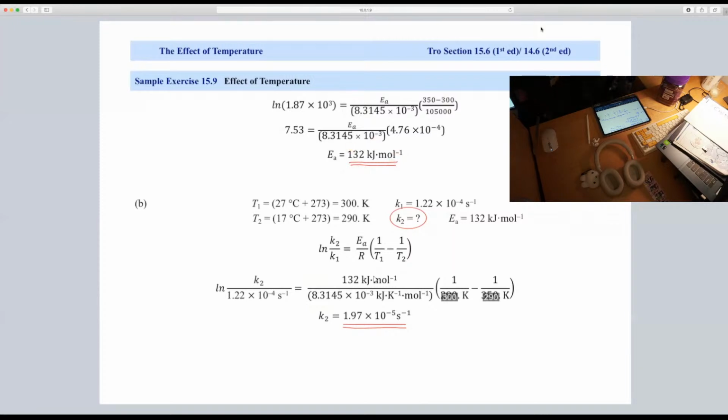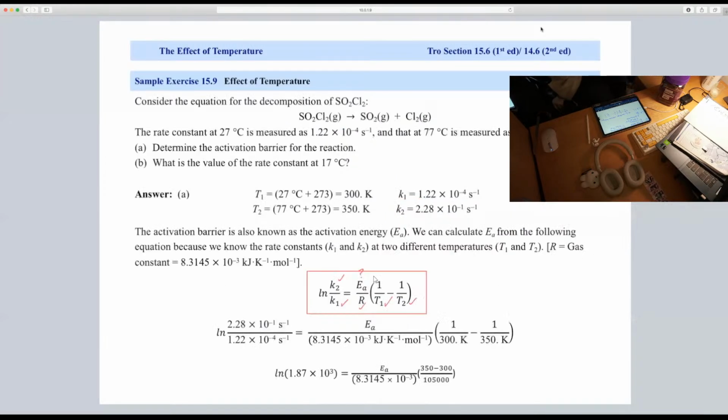So what I've done is calculate the activation energy from the rate constants at two different temperatures. Now we're asked to figure out if you change the temperature to 17 degrees Celsius, now what is the value of the rate constant? So let's go back.